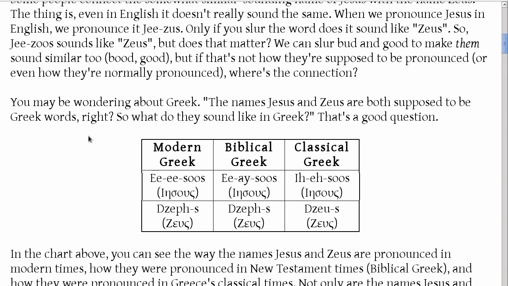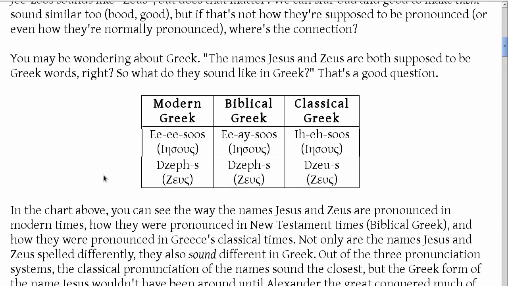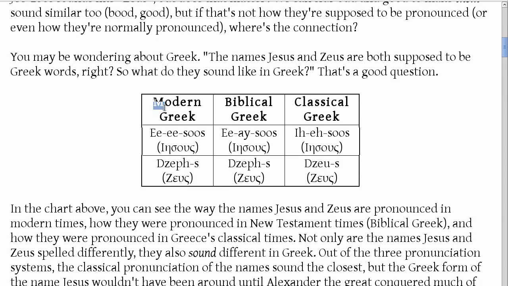You may be wondering about Greek. The names Jesus and Zeus are both supposed to be Greek words, right? So what do they sound like in Greek? That is a good question. In this chart, I show three different pronunciations. There is modern Greek pronunciation, biblical Greek pronunciation, and classical Greek pronunciation.